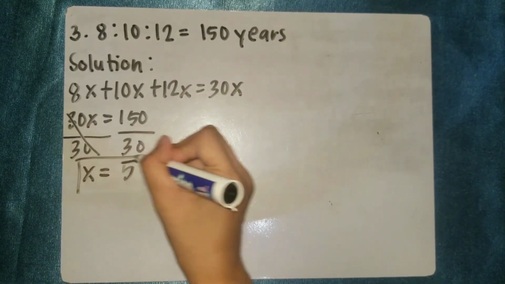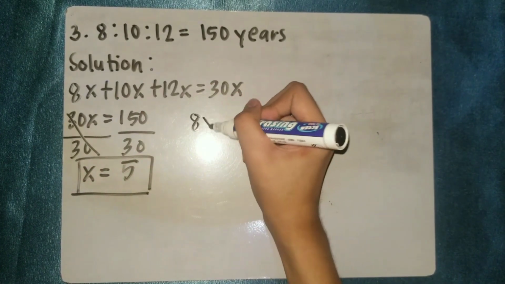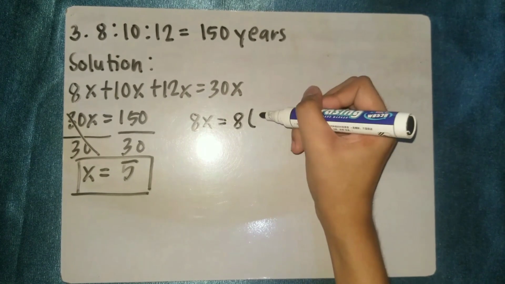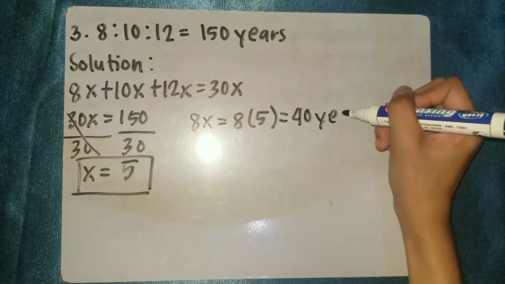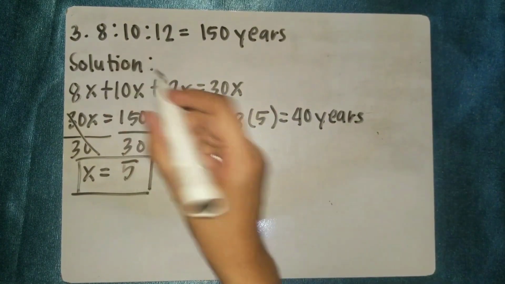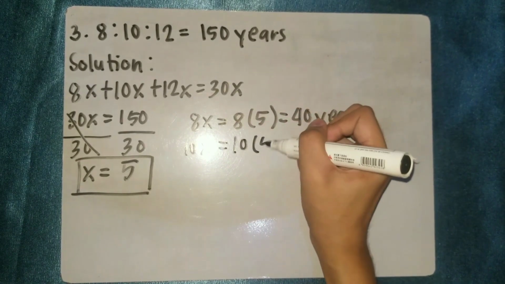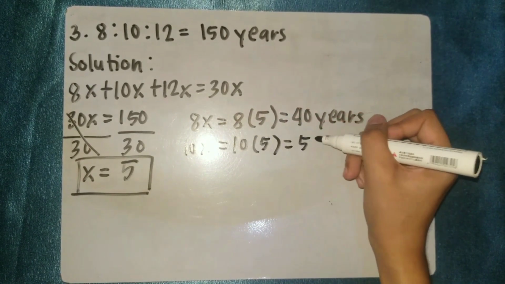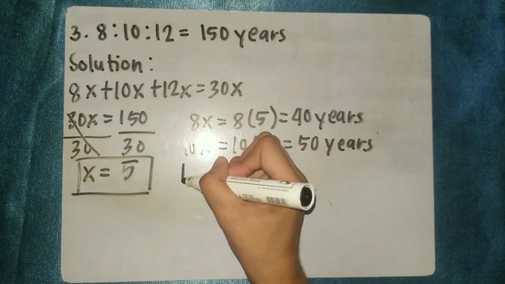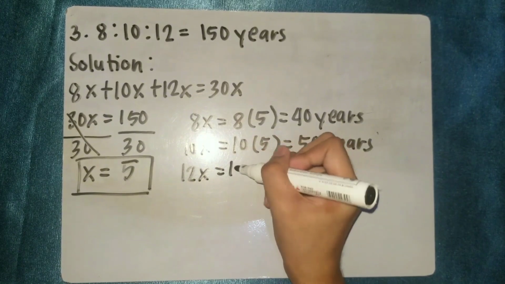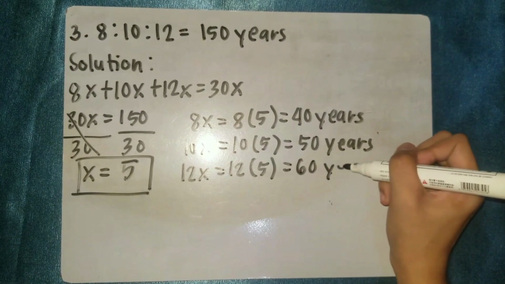So ito yung value ng ating x. Then next, this 8, 8x equal 8 times 5 equal 40 years. Then this 10 equal 10 times 5 equal 50 years. And this 12 equal 12 times 5 equal 60 years.